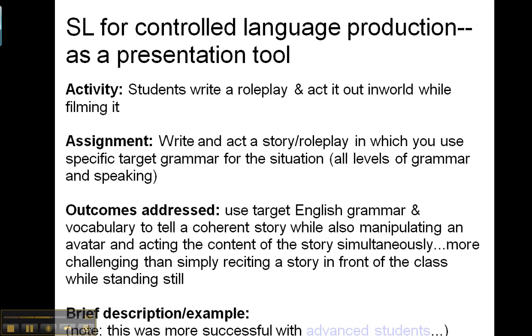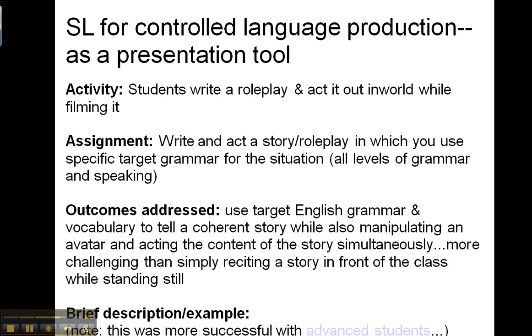I mentioned I use it for controlled language production, and this is an activity that I do as an example. I have students write a role play and then act it out in world while filming it. The assignment specifically is to write and act a story or role play in which they use a specific target grammar for the situation. And a lot of preparation goes into writing the role play and the story and drafts, so it's accurate.